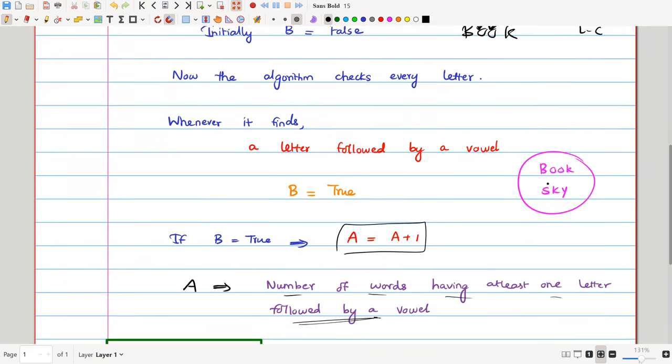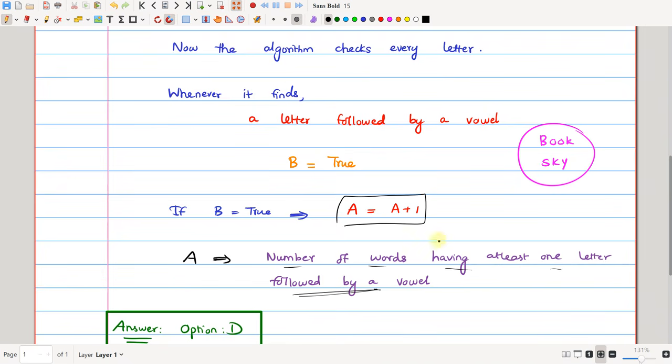So see here, the A represents the number of words having at least one letter followed by a vowel. We don't need the exact count of how many vowels a word is having. We don't need that exact count. We only want whether the word is having at least one letter followed by a vowel. So that's what we need. That is what A is representing.